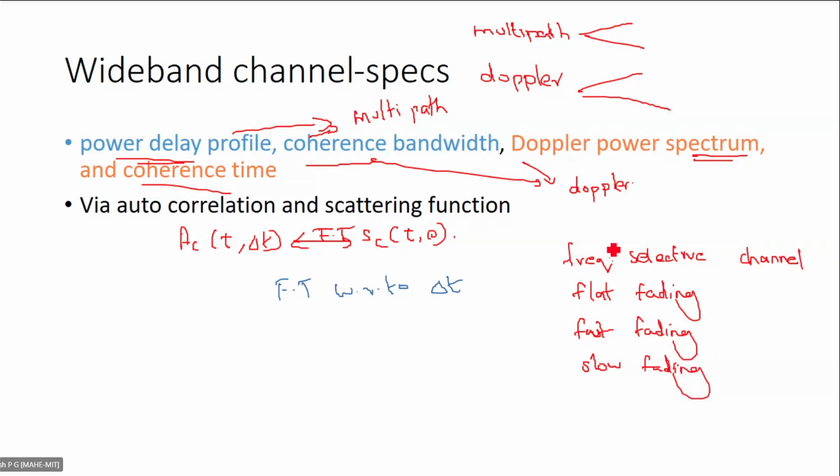So the first two terms, that is the frequency selective channel and flat fading, are there because of the multipath effect. So based on multipath effect, we can classify the channel as frequency selective or flat fading channel. Okay, first one is frequency selective and second one is flat fading. And based on the Doppler effect, we can classify the channel as fast fading channel and slow fading channel.